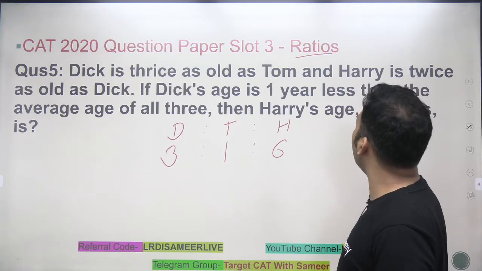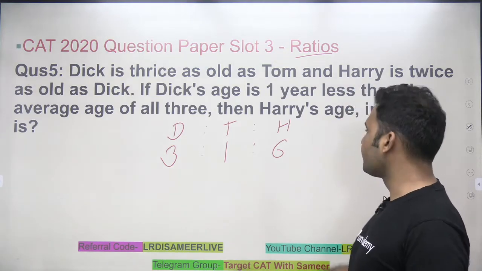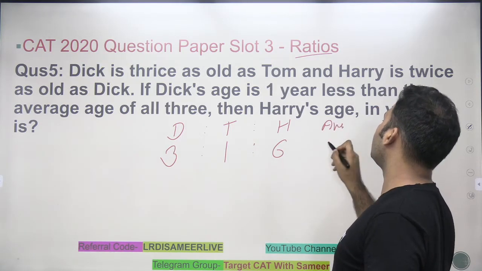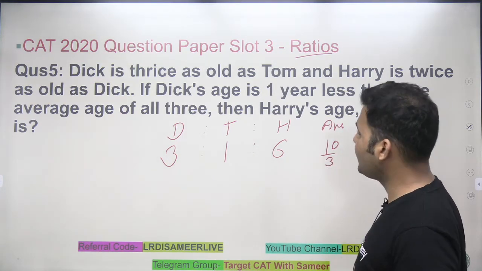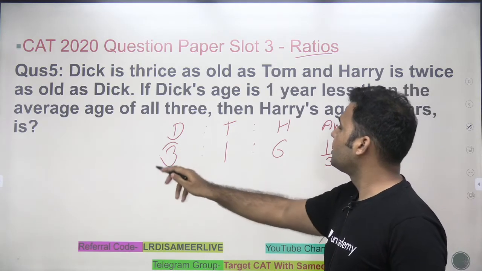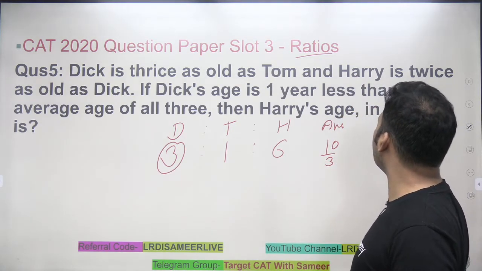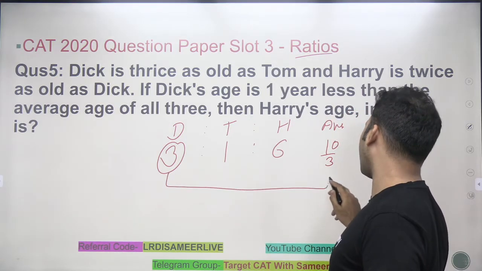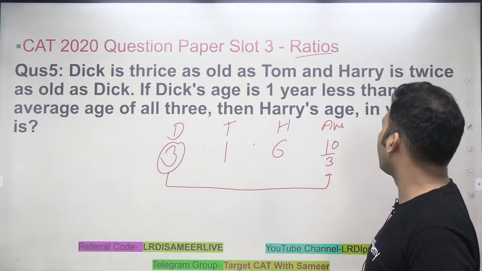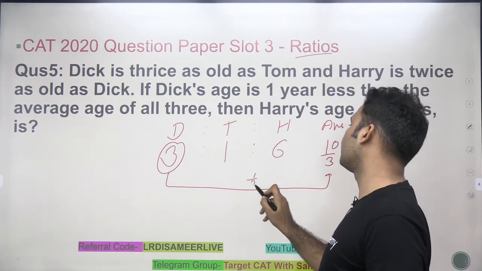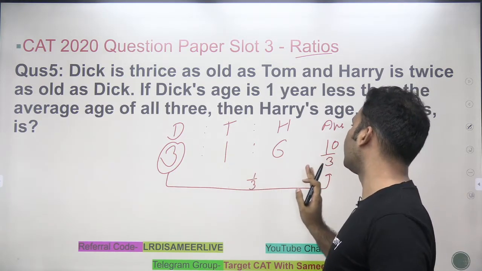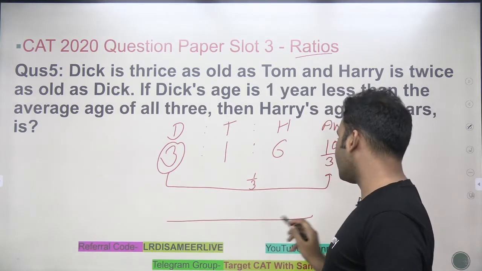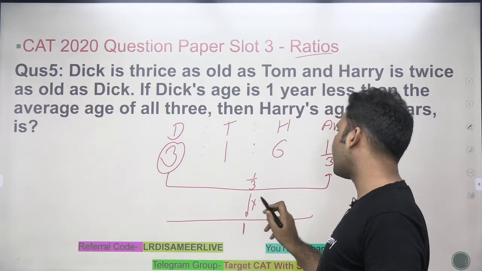If Dick's age is 1 year less than the average age of all three, if I find the average of all these three, the average of all of these three is 10 by 3, and it says Dick's age is 1 year less as compared to the average age of all three. You see that the difference between Dick's age and the average age is how much? It is 1 by 3, right? 3 minus 10 by 3 minus 3 is 1 by 3, right? This difference is 1 by 3. I want this difference to be 1. So here the multiplying factor is 3.